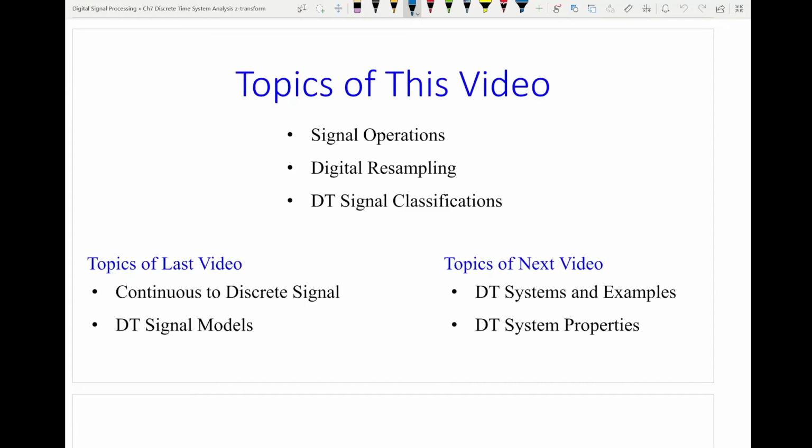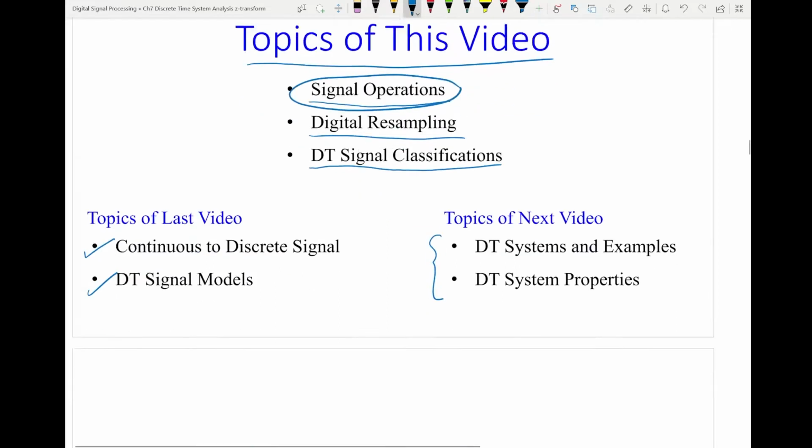Hello everyone. The topics of this video are signals operations, digital resampling, and discrete time signal classifications. In the previous video, we covered these two topics, continuous to discrete signal and discrete time signal models. And in the next video, we will cover these two topics, and that will end this chapter, which is discrete time signal and system.